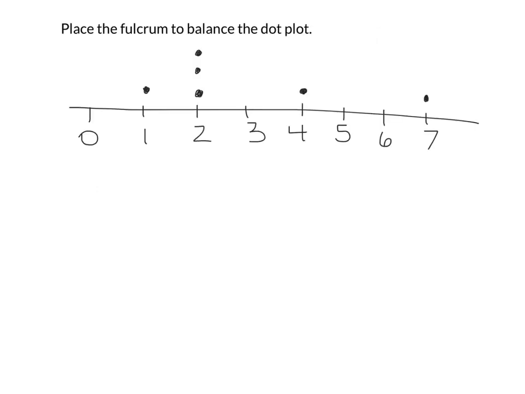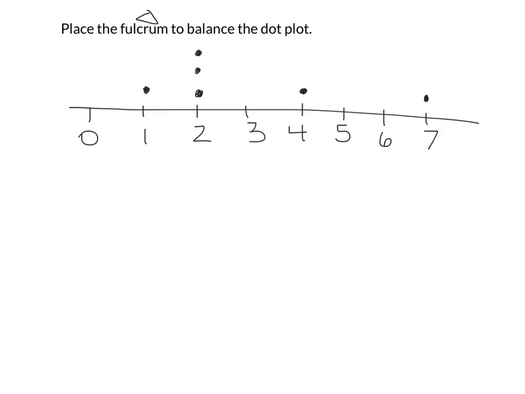So the last type of problem on your test that you might see about dot plots would be balancing them. This problem says to place the fulcrum to balance the dot plot. The fulcrum is the little triangle that you put underneath the dot plot somewhere to balance it. So in order to balance the dot plot, we need to find the mean. This is where what we did on the slide before comes in handy.